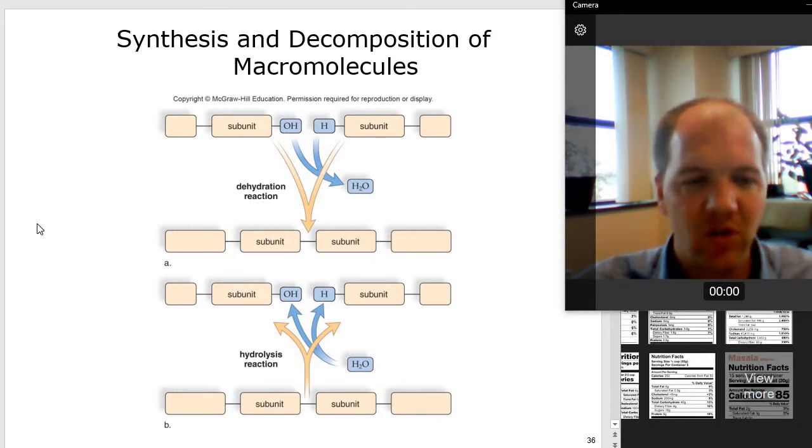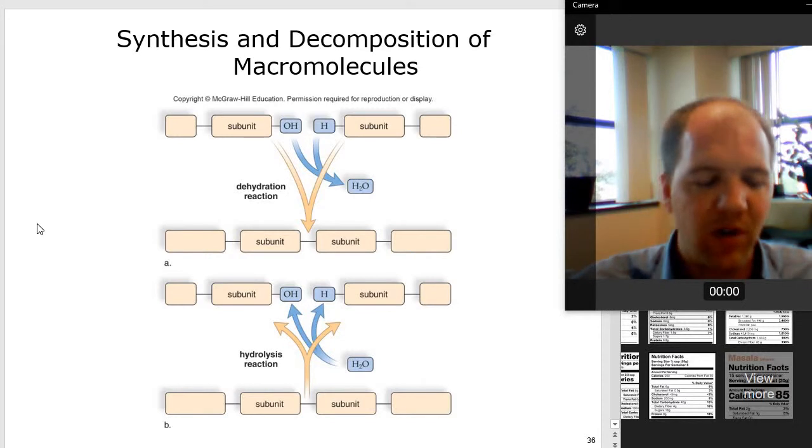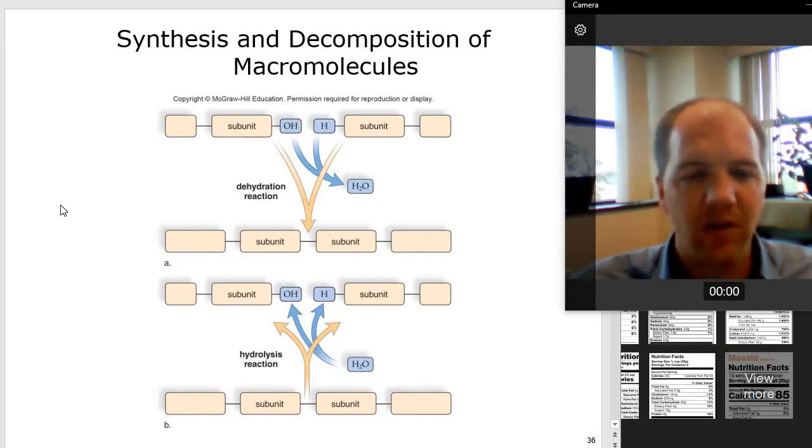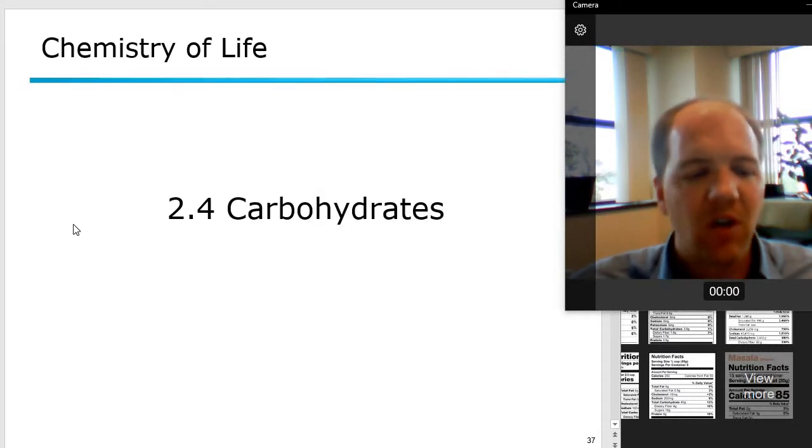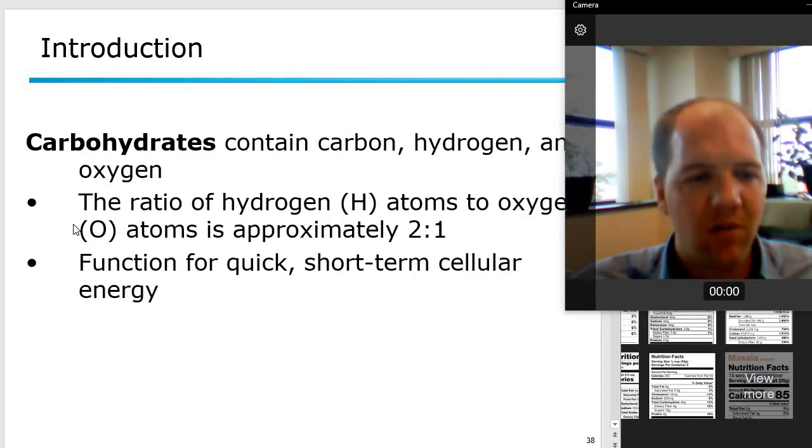So dehydration, pulling out water, bonds things together. Adding water breaks things apart. And that's true of all these organic molecules. So let's start with carbohydrates. We're going to look at the monomers and the polymers and then some examples.